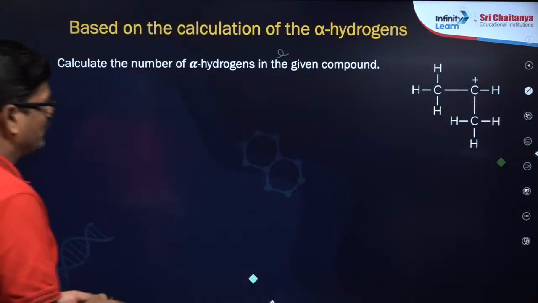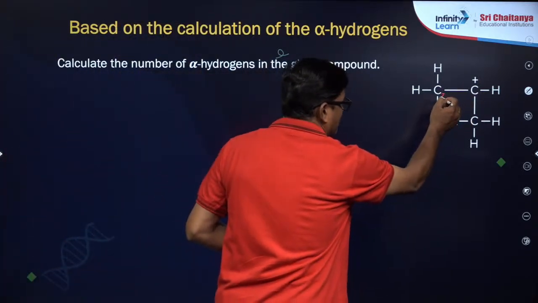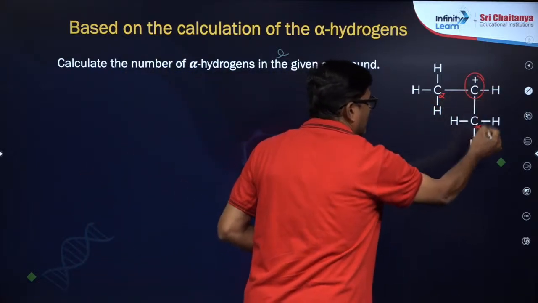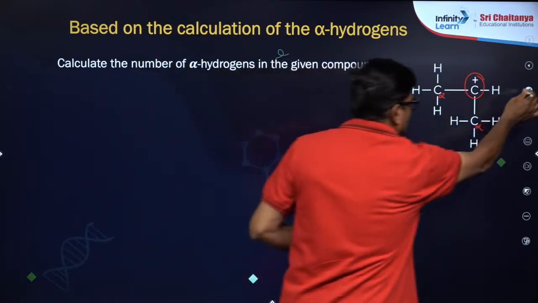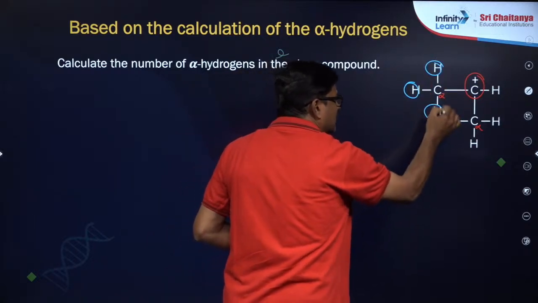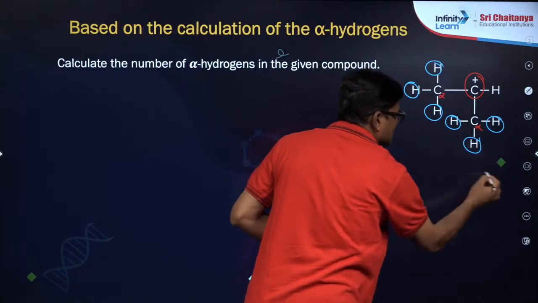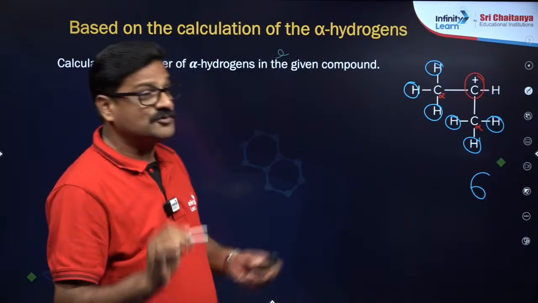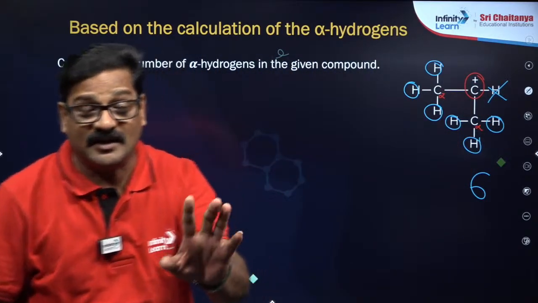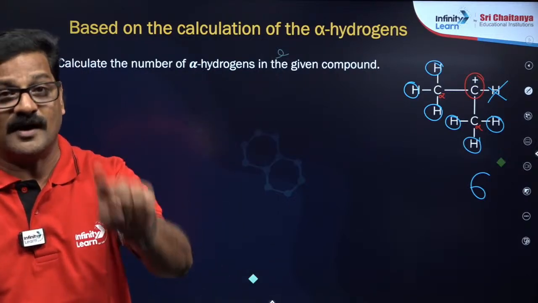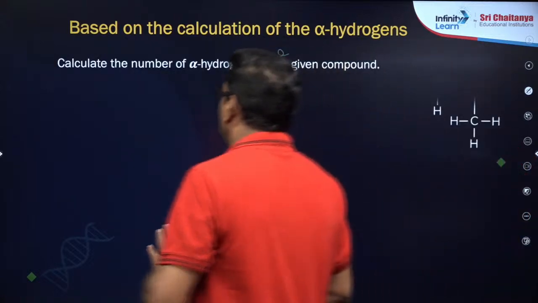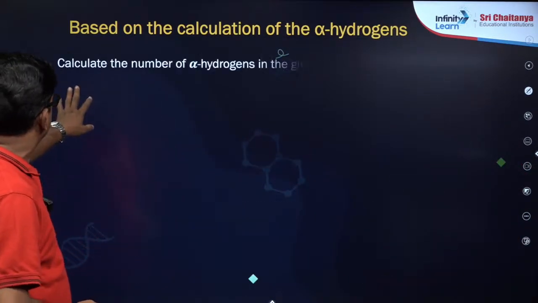Right, we will see. With respect to this carbon, this carbon will be alpha. With respect to this carbon, this carbon will be alpha. Now if you calculate, this alpha carbon atom has 3, this alpha carbon atom has 3, so 6 alpha hydrogens are there, but where is the trap in it? This is not an alpha hydrogen. Again I am telling you, hydrogen that is attached to alpha carbon is called alpha hydrogen. Okay beta? Now calculate the number of alpha hydrogens. You can see one more question beta.